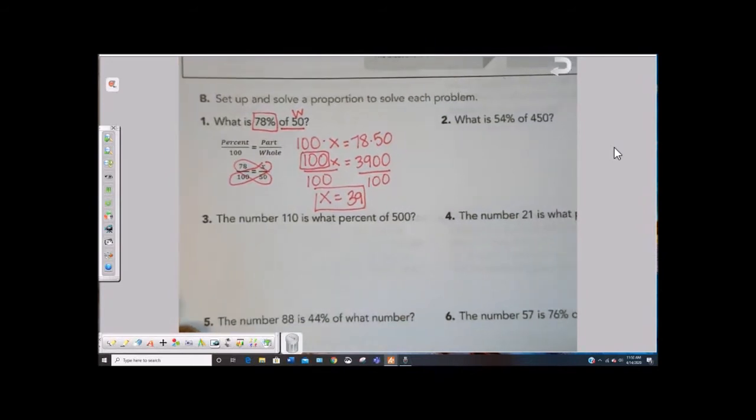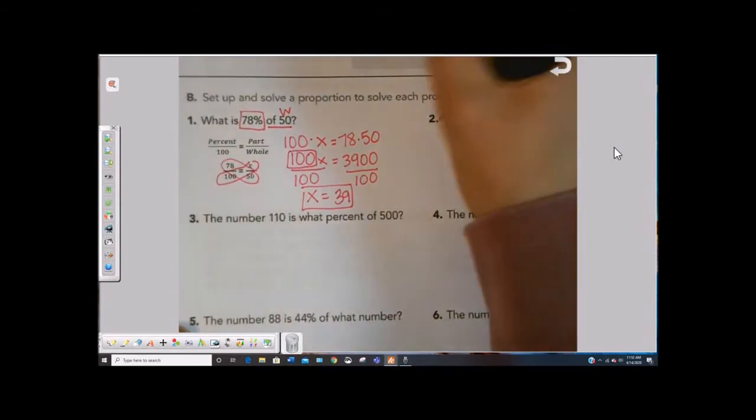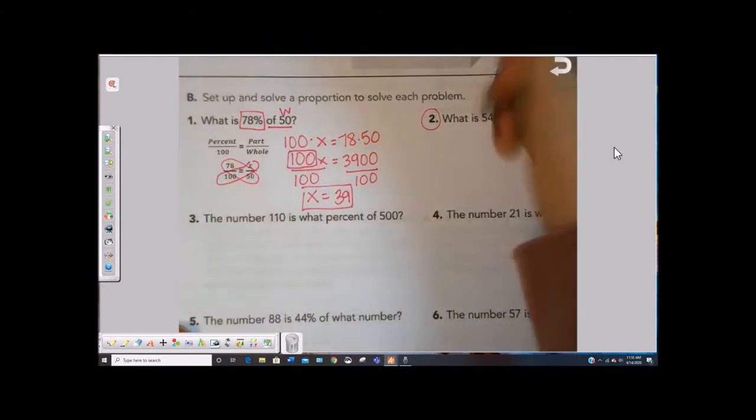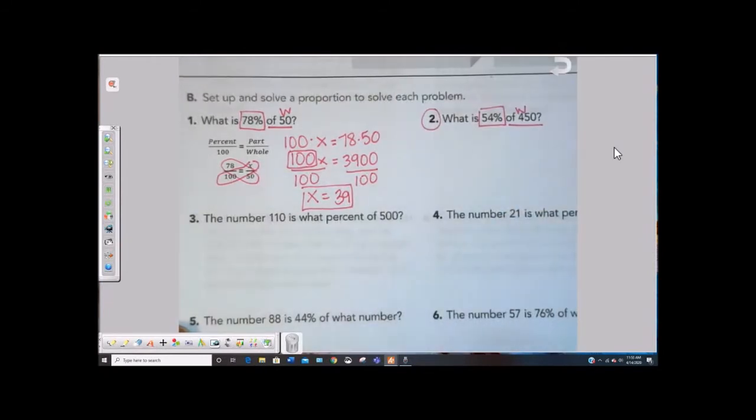I want you to try and do number 2 on your own. It's exactly the same as number 1. You have your percentage, 54%, and you have your whole, and you're trying to find your part.